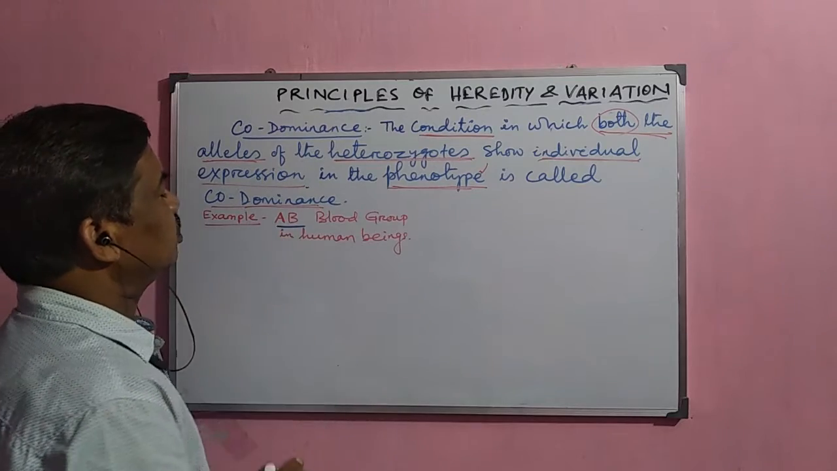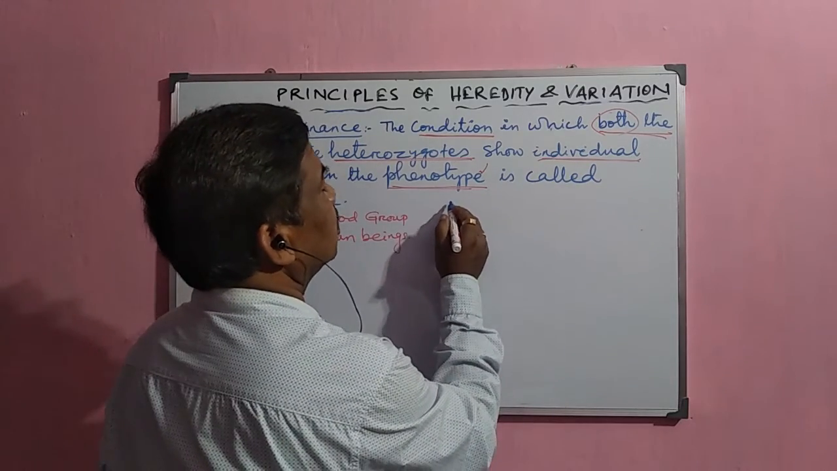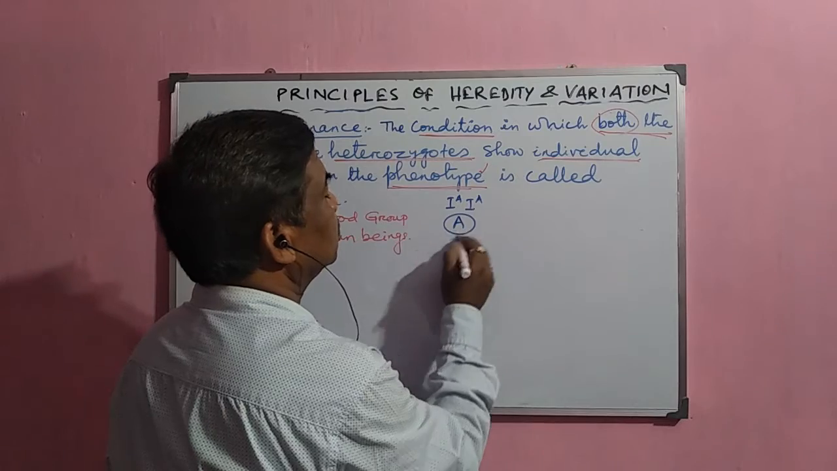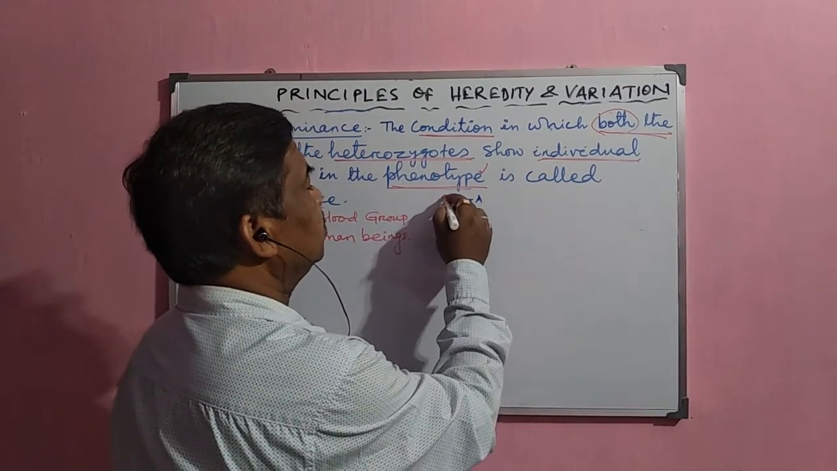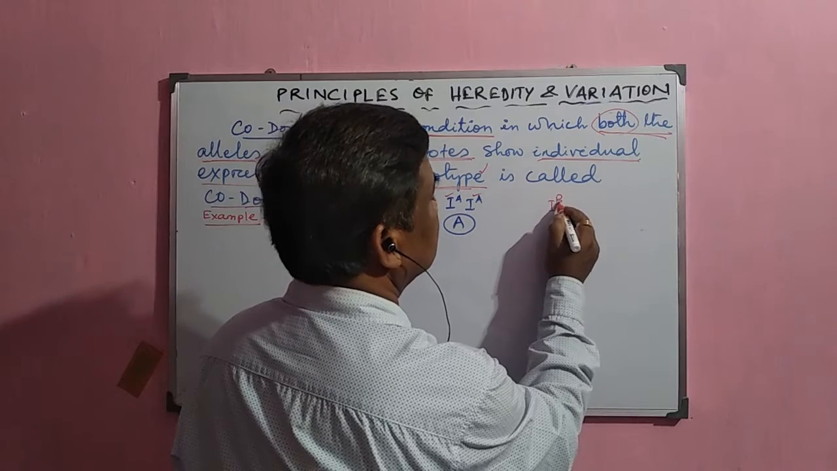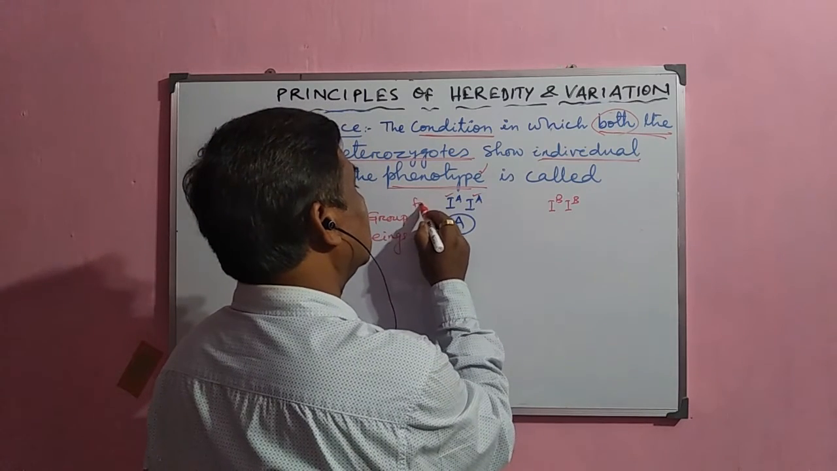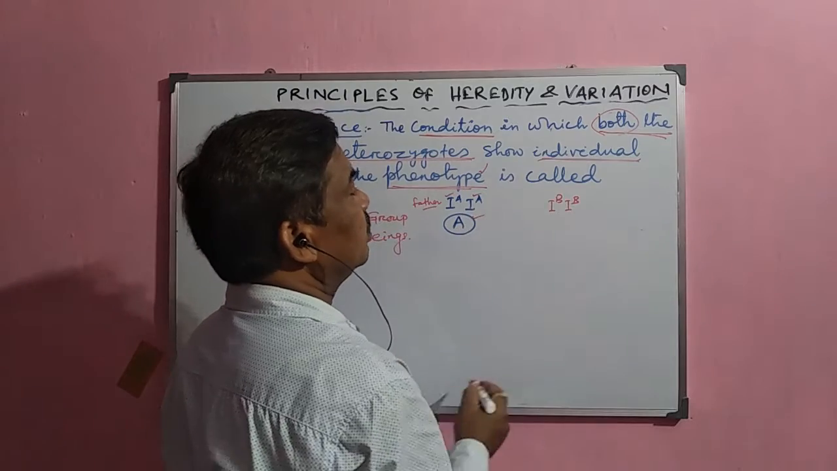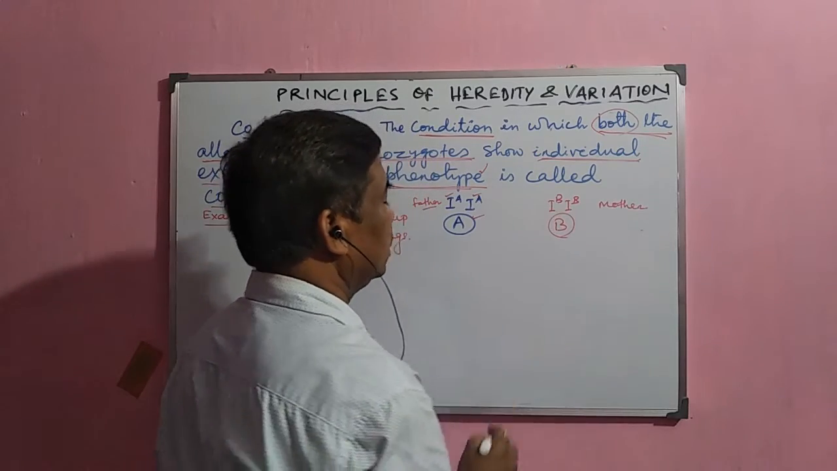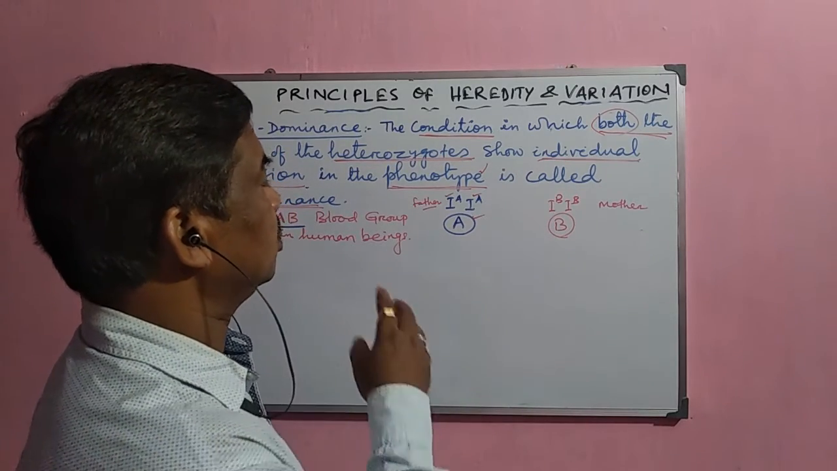Now, what is this AB blood group? There are different types of blood group in human beings, but for the AB blood group, normally IA, these are the genes for A blood group. Suppose this is blood group A, the person having the genotype IA IA, and another person having IB IB. Suppose the father, or male parent, has A blood group and the mother, or female parent, has B blood group, and when they marry, what will happen? Their offspring will be formed in the following manner.